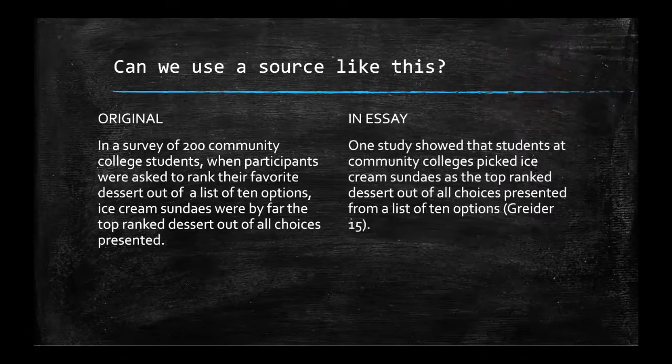All right, here's our next example. Here in our essay, it says, one study showed that students at community colleges picked ice cream sundaes as the top-ranked dessert out of all choices presented from a list of 10 options. Grider 15. So go ahead and pause the video again and determine whether you think this is a permissible way to use the source in an essay.